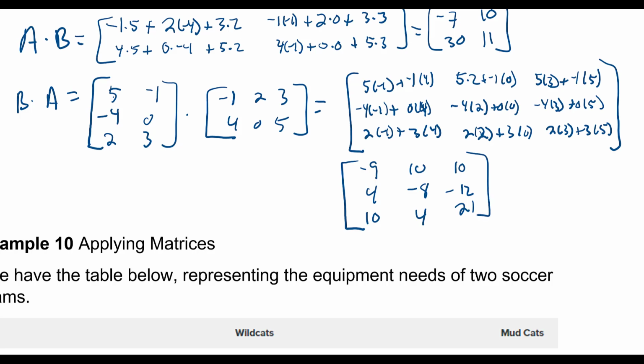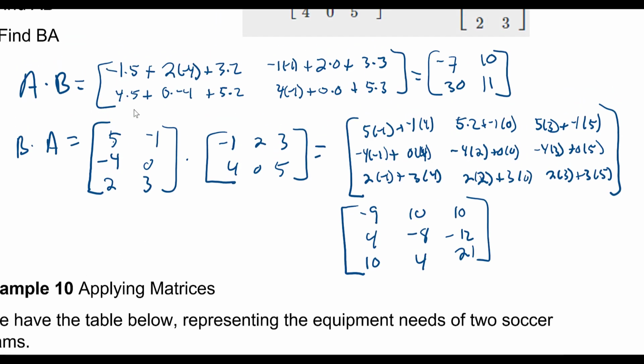So this is a good example of not being commutative. You can see AB is a 2 by 2, BA is a 3 by 3. This was a 3 by 2. This is a 2 by 3. Okay, that one took a little more time. I hope you see the process though.